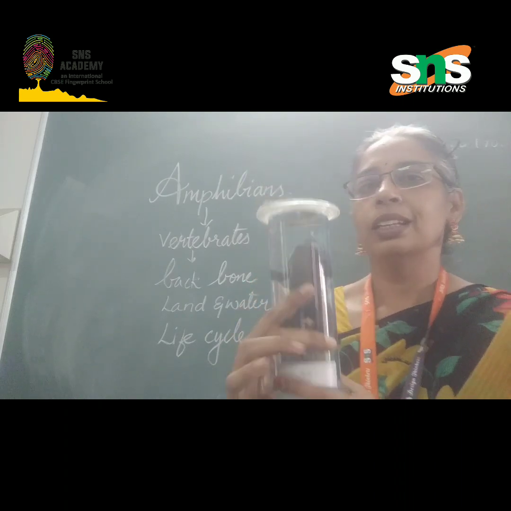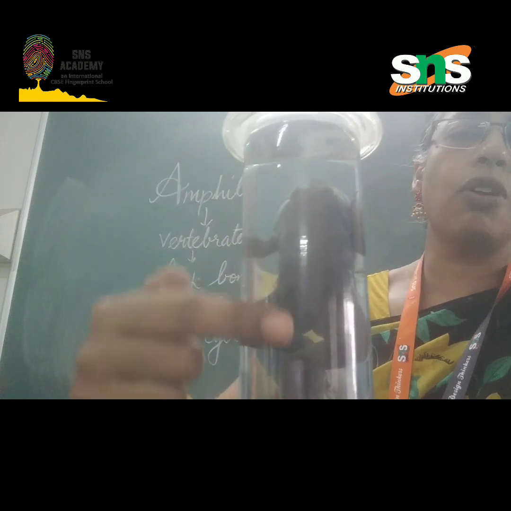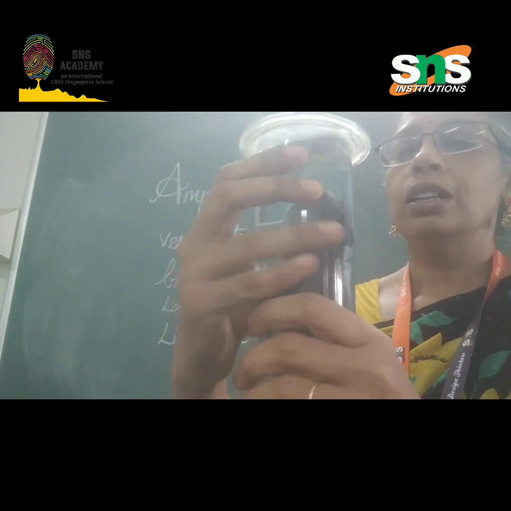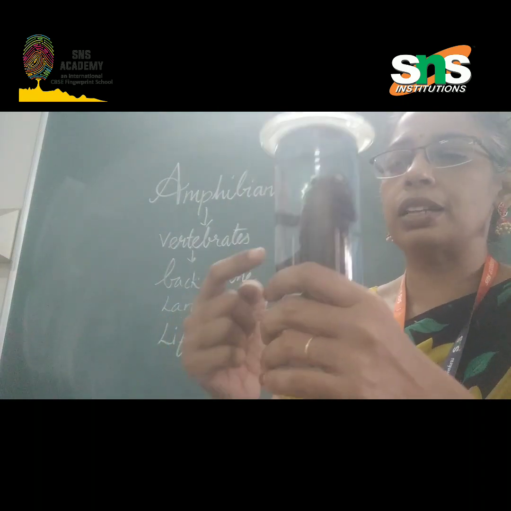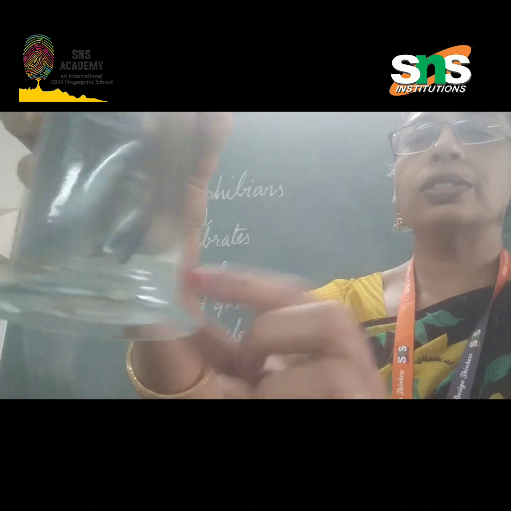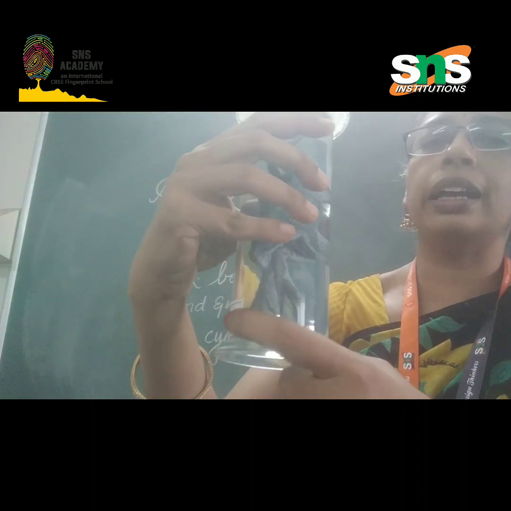Today I am going to show you a specimen of a frog. So this is a frog specimen. You can see this is an adult frog. It's a female frog. It is Rana hexadactyla. That is, it has got six toes in its hind limbs.